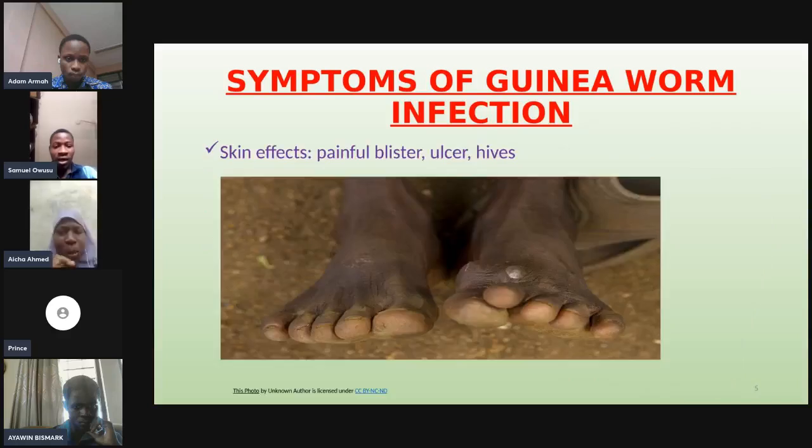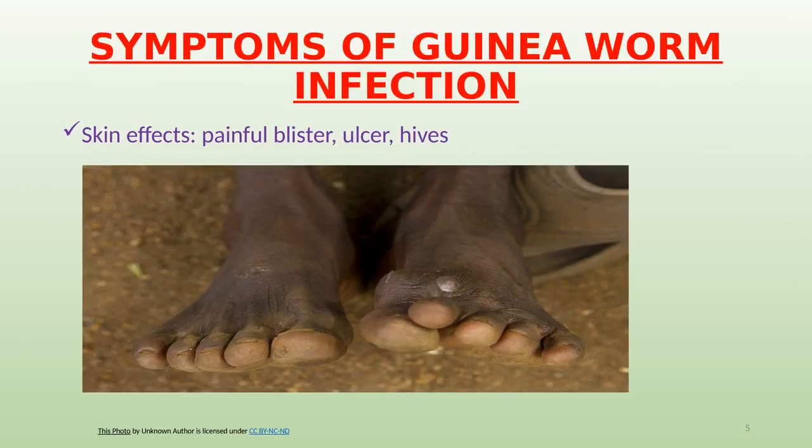Let's say a person has a painful blister forming where the worm is about to emerge, usually on the feet or the legs, but sometimes on other parts of the body. The blister ruptures, revealing the worm, which can be over a meter long.